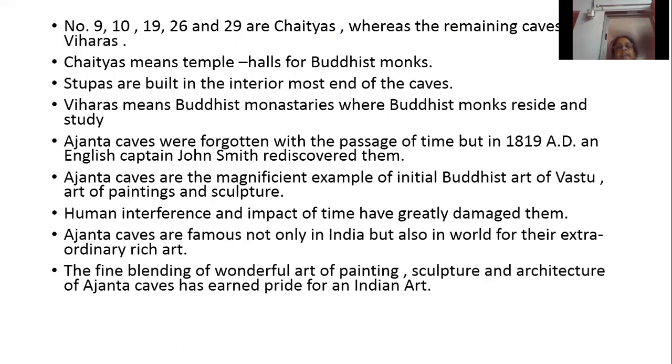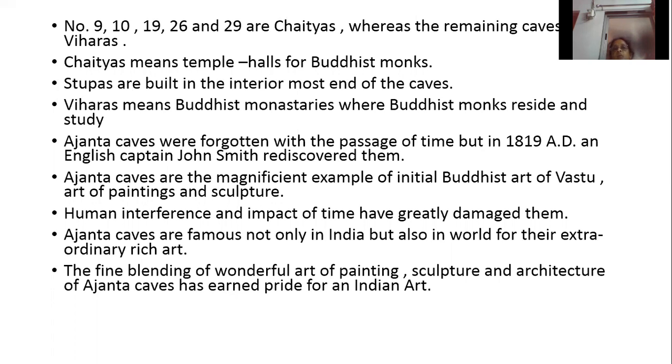Caves number 9, 10, 19, 26, and 29 are the Chaityas. So how many caves are the Chaityas? 5 caves are the Chaityas, whereas the remaining caves are Viharas. In Ajanta there are 30 caves. Out of this, 5 caves are the Chaityas and the remaining 25 are the Viharas.